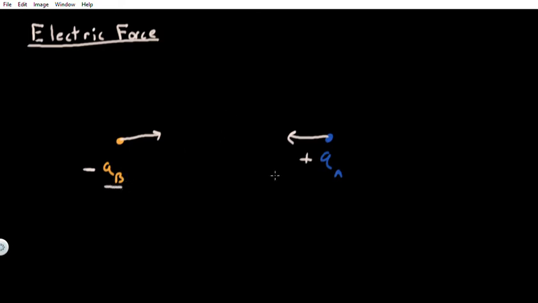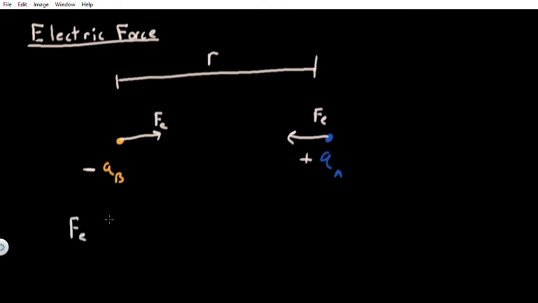Of course, it depends on the charges, as I've just said, but it also depends on the separation between them. This is just like Newton's law of gravitation. If I say that this distance is r, I can characterize the electric force, which I'll call F sub E, on each of these. They're the same forces. I would define this force, F sub E, as equal to some experimental constant multiplied by the magnitude of charge QB times the magnitude of charge QA, divided by the square of the distance between them.